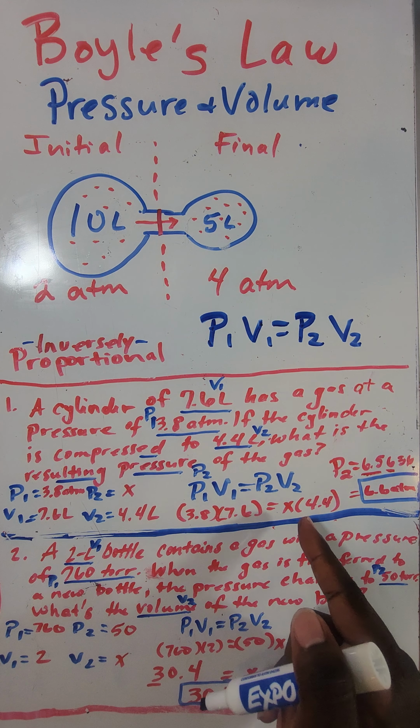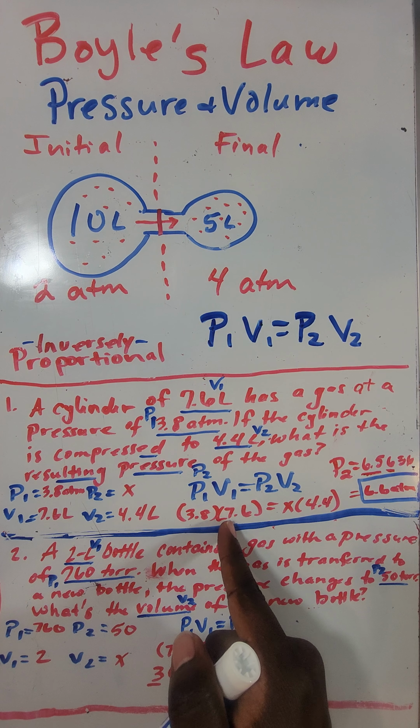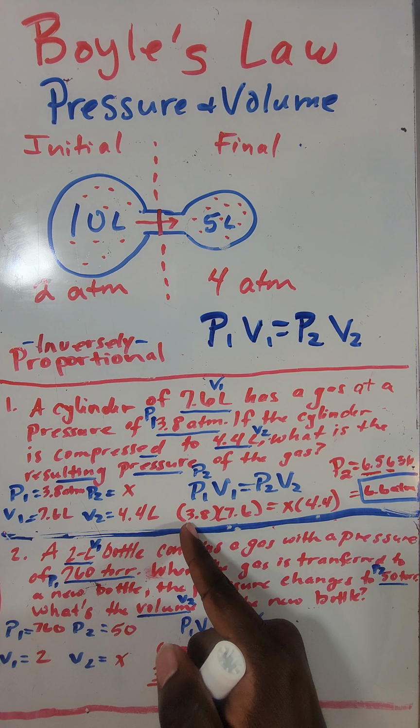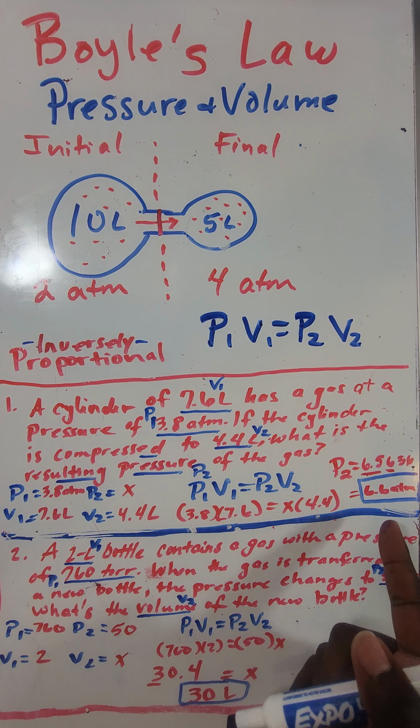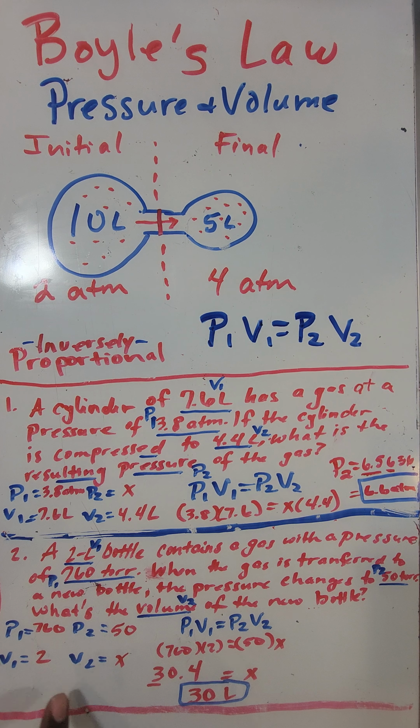All right, and then even here, we can make sure our answers make sense, right? Because we said our volume went from 7.6 to 4.4, so our volume went down. So that means our pressure should go up, and it went from 3.8 to 6.6. So that means we probably did good math here. And then the same for here. Our pressure started at 760 and went down, so that means our volume should go up because it's inversely proportional, and it went from 2 to 30. It's a big jump, but that was a huge reduction in pressure. So that all makes sense.